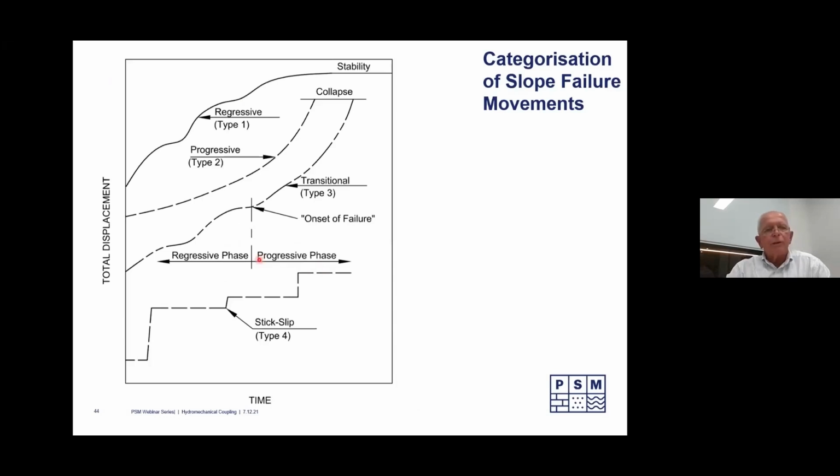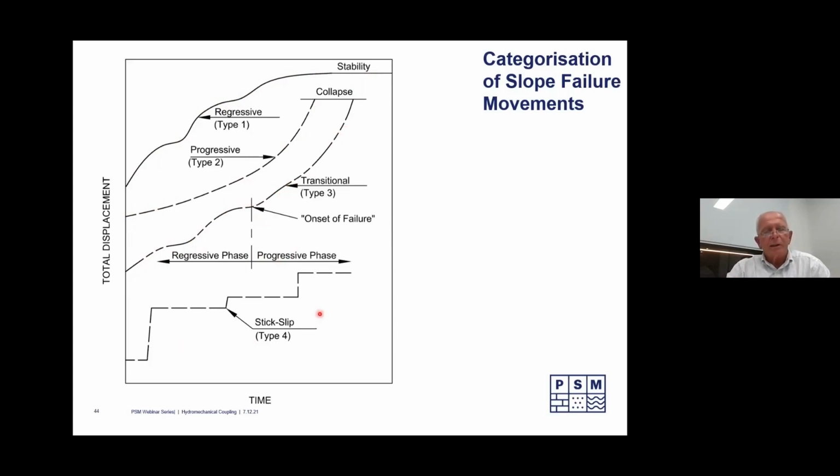Categorisation of slope movements, I usually think of them as these 4 types. So we have a progressive movement leading all the way to collapse. We have a regressive movement that goes through a series of short-term decelerating cycles going to stability. And then we have ones that are transitional, type 1, and then moving on to collapse. This is the ones we're dealing with.